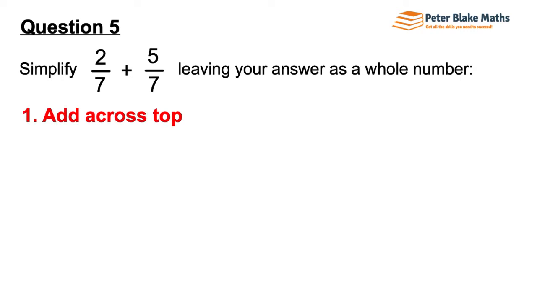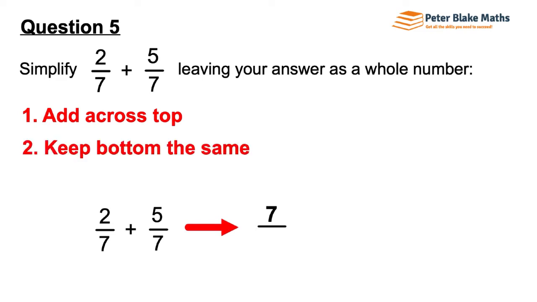When adding fractions, we add across the top. So we'll add across the top. 2 plus 5 is 7. And we keep the bottoms the same. So we end up with 7 over 7.